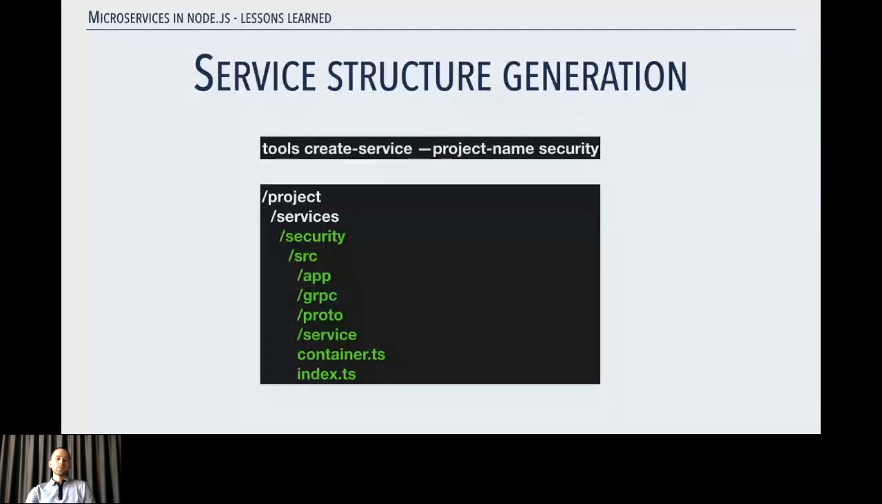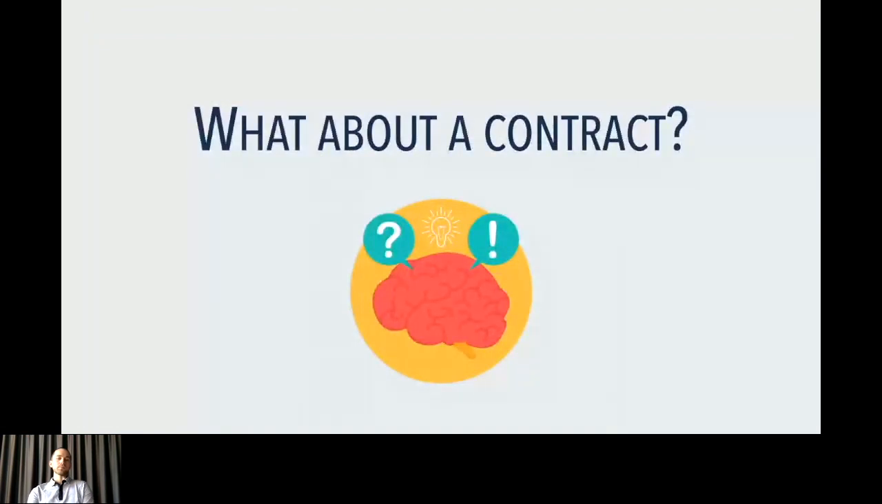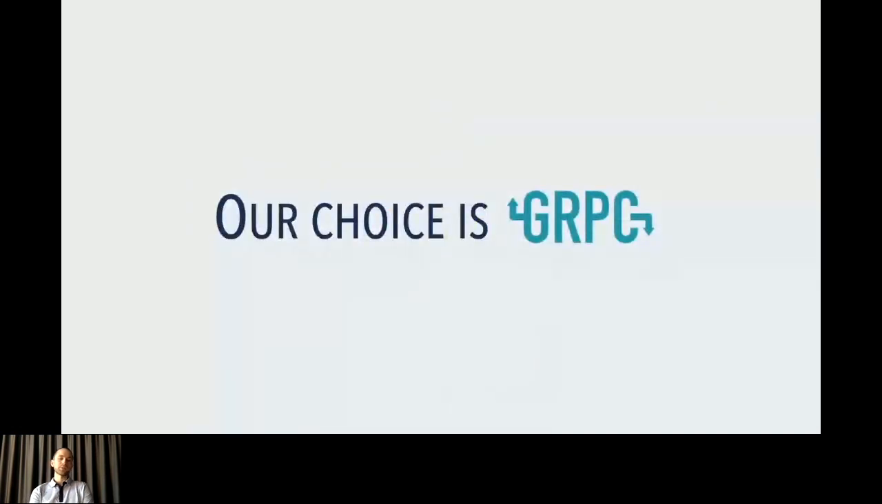And moreover, every service needs a contract. So there are a lot of various options for that. For example, you can use OpenAPI, Swagger, RAML. Our choice for our current project is to use gRPC. gRPC is a tool from Google. It's a highly performant open source framework for RPC, which is remote procedure call.